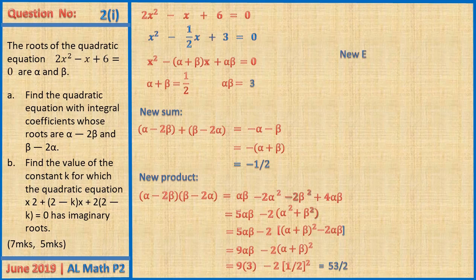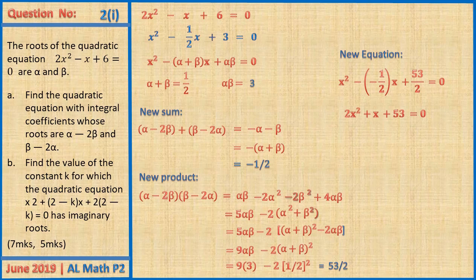Now we can get our new equation by x squared minus (sum of roots) x plus product. And when we simplify this, we further obtain 2x squared plus x plus 53 equals 0. That's our new equation.